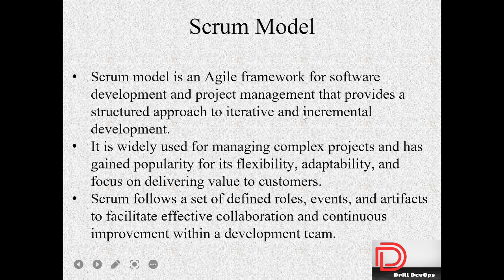So if you see the slide, you can talk about the set of roles, events, and artifacts to facilitate effective collaboration and continuous improvement within a development team. So what does this mean? These are the people, there are certain roles and certain events that are going to happen over a period of time, and the artifacts define each work into bits and pieces, and that is where you start assigning it to the people and start collaborating between each team and each individual member within the team, and make sure that they take the feedback at the end of each event and work on the new tasks that they are going to be assigned for each new event.